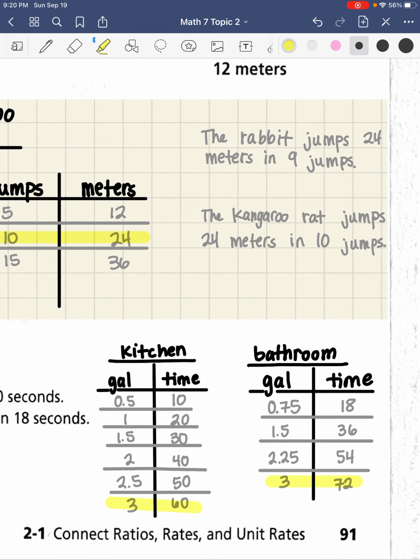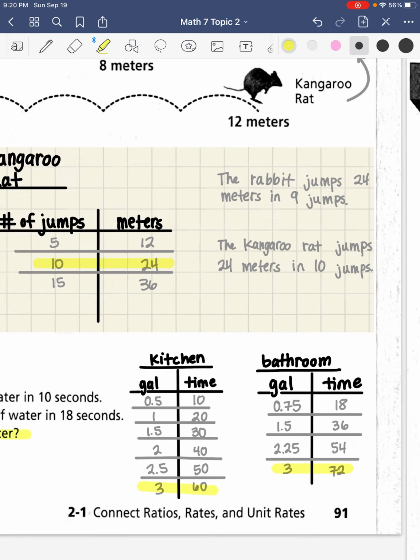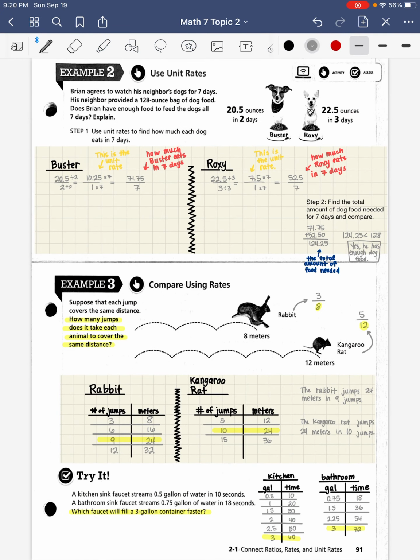So which faucet will fill a 3-gallon container faster? The kitchen faucet.